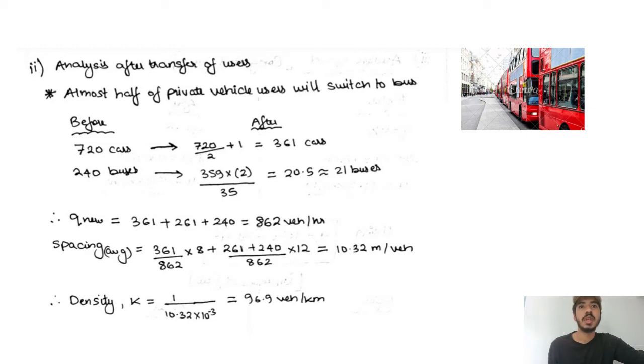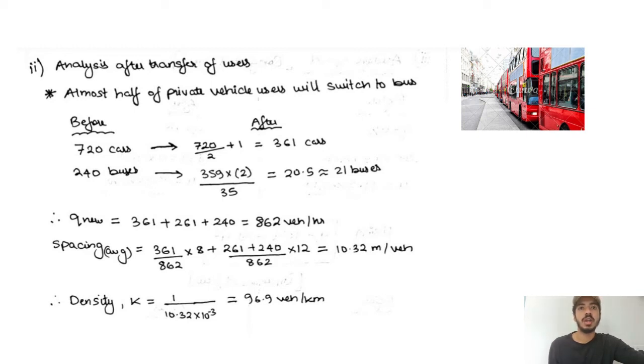Now using the above data, we can calculate the new flow. So the new flow will be 361 car users plus 240 plus 21, which is 261 buses, and then we have the old commercial vehicles, which is around 20% of 1200, which is 240. So when you sum it up, you get a value of 862 vehicles per hour. So this is the new flow.